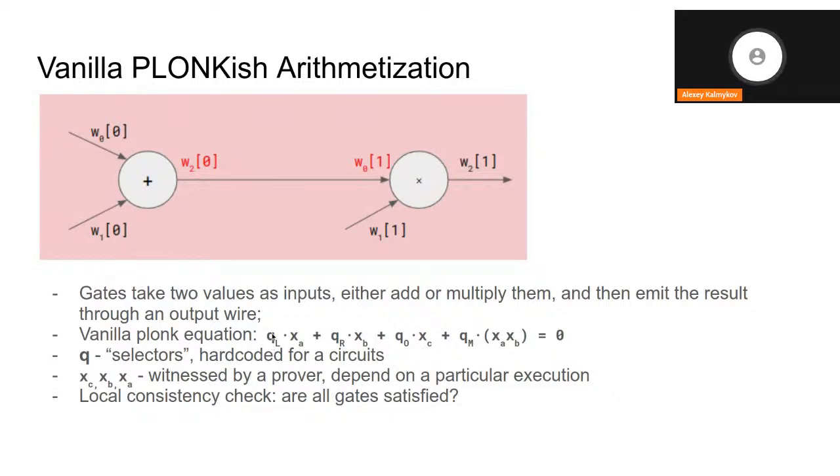This equation has two distinct components. The first one are so-called selectors, QL, QR, QO, QM. Selectors are defined on the level of a circuit, so they are hard-coded for a circuit. And then we have the witnesses, so the data that comes in and the output results of the computation, X sub A, X sub B, X sub C. And they depend on a particular execution. So the first thing is that we need to check that the gates are combining the witnesses and performing computation properly. So let's see how the vanilla Plonk equation does this for us.